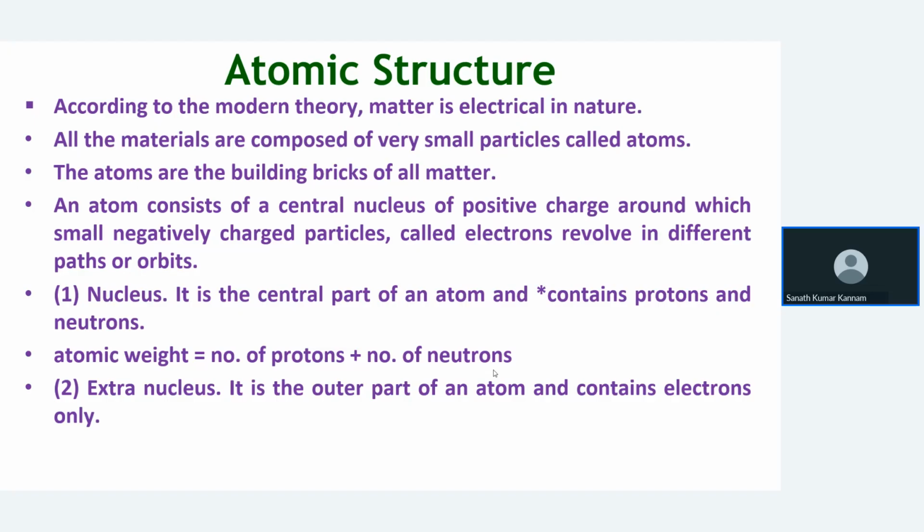We need to know about atomic weight and atomic number. So what is atomic weight? The number of protons plus the number of neutrons gives the atomic weight. The extranuclear part, the outermost part, contains the electrons.